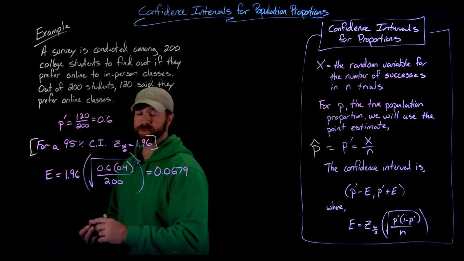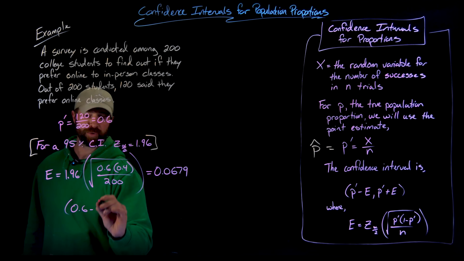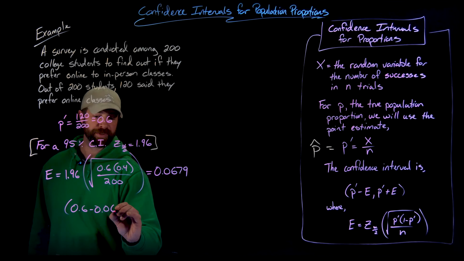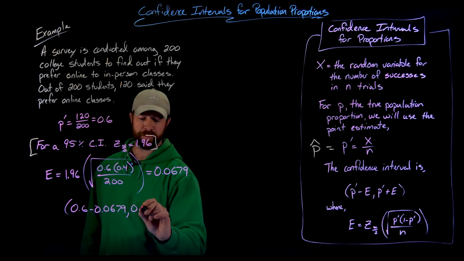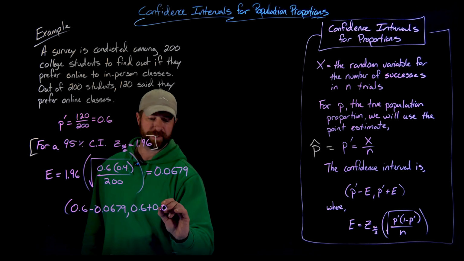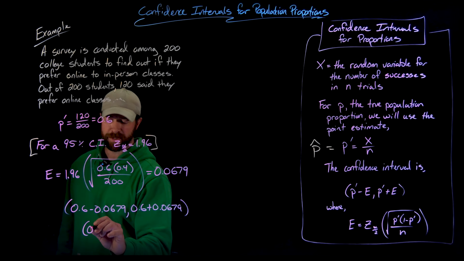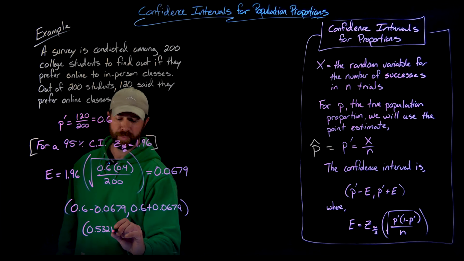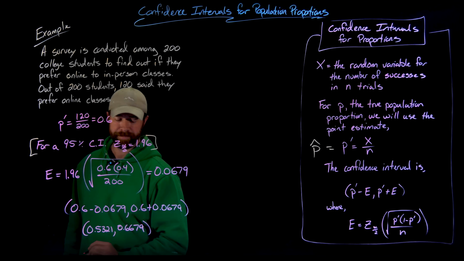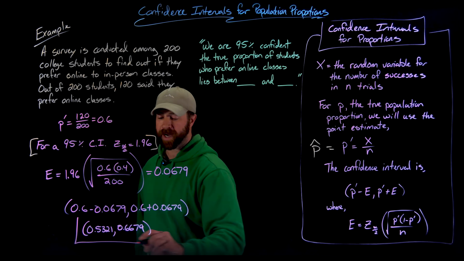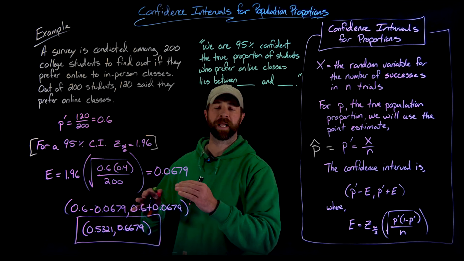That's all the work. All we need to do is define our confidence interval. In this case, what we're going to do is take this 60%, or 0.6, and we're going to subtract this error of 0.0679, comma, that's our lower bound for the interval. The upper bound will be 0.6 plus 0.0679. And when I threw that in my calculator, what I got was 0.5321, comma, 0.6679. So this is our 95% confidence interval for the proportion of students who prefer online classes.